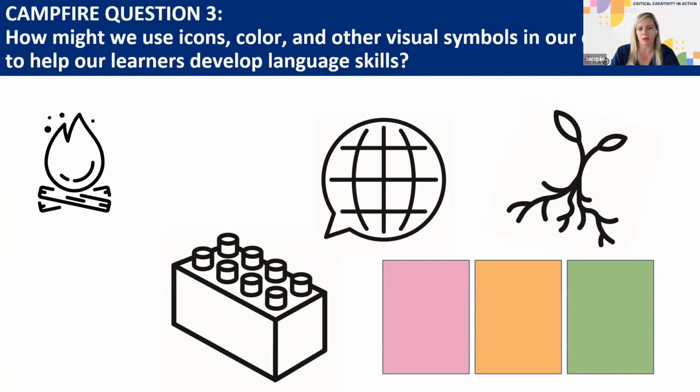This brings us to campfire question number 3. How might we use icons, color, or other visual symbols in our classrooms to help our learners develop the language skills? You can think about how we might do this or how you already are doing this. You might already have a lot of use of color and icons in your classroom, or you might want to explore this. So type your thoughts in the chat.